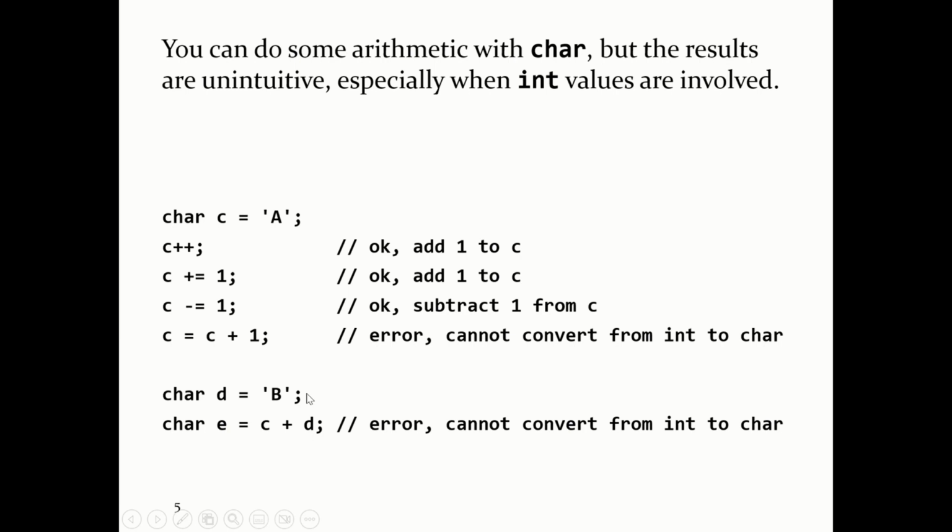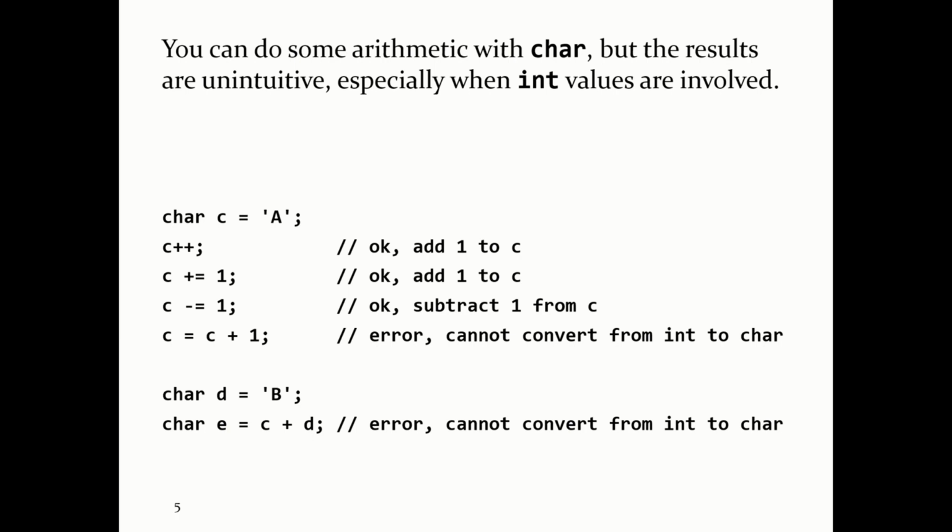It gets even weirder. If I start out with another char, so I make char d equal to b, can I add c and d together? You say, well, you just told me if I write x plus y, then it looks at the types and determines the type of the sum. That's true, so I have a char plus a char. The problem is that in Java, the language says if you do arithmetic with any type narrower than int, the values get promoted to int. So even if you have two chars, they both get promoted to int. The result's an int, and you can't store an int in a char.